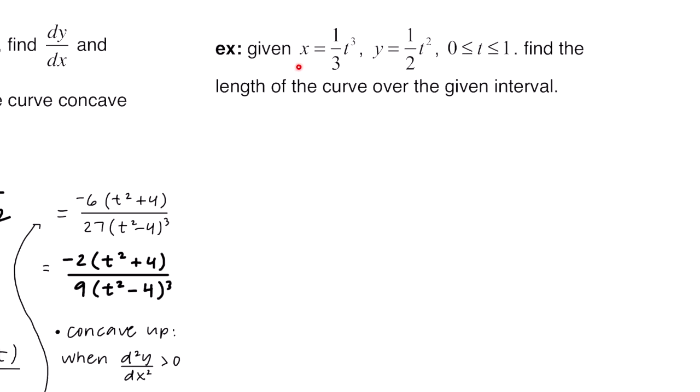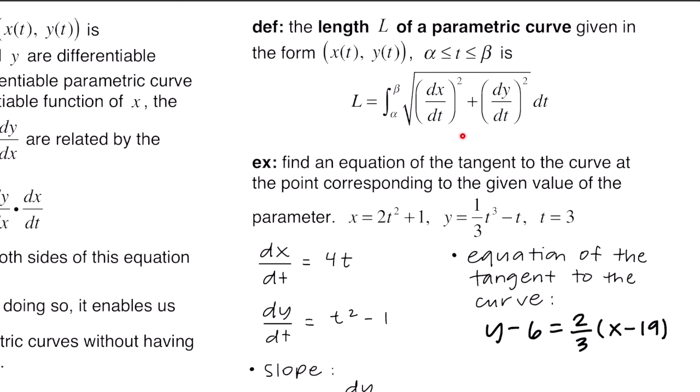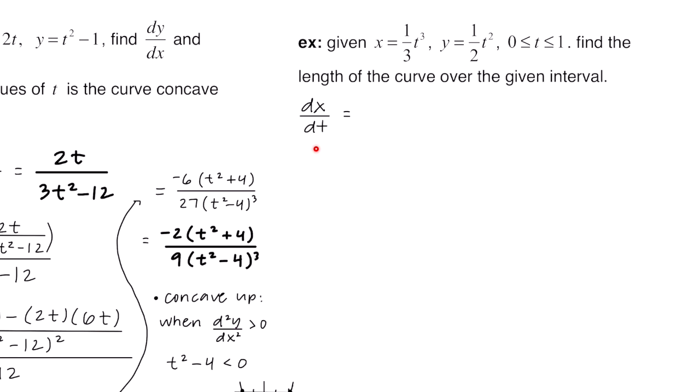For this example, we're given x equals 1/3 t cubed, y equals 1/2 t squared, and then we have that t is between 0 and 1 inclusive, and it says find the length of the curve over the given interval. So we're going to use our length formula for a parametric curve. We have the integral from alpha to beta of the square root of (dx/dt) squared plus (dy/dt) squared. So first we're going to find dx/dt and dy/dt. Right here when we take the derivative, we bring the 3 down, the 3's cancel, and then we get t squared. For dy/dt, we bring this 2 down, the 2's cancel, and then we subtract 1, so we get just t to the 1.